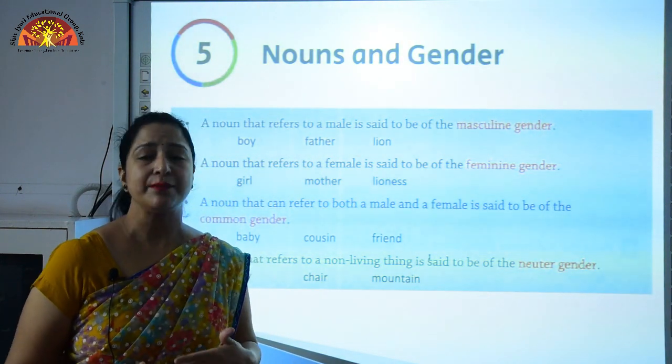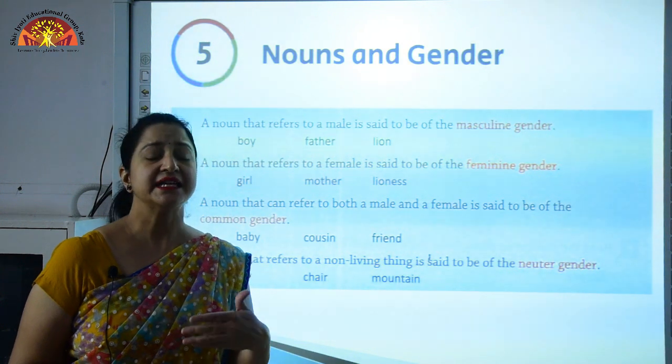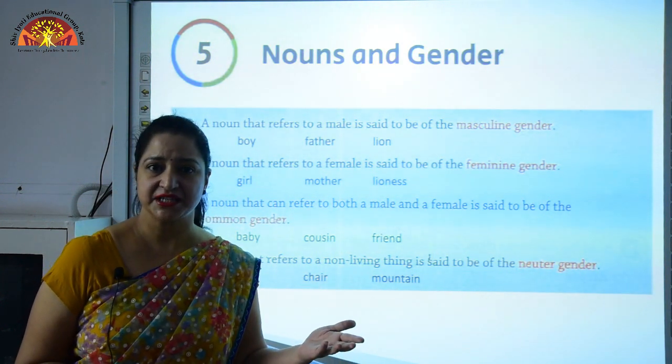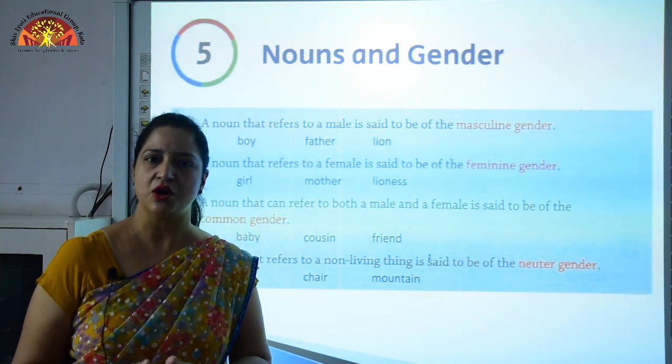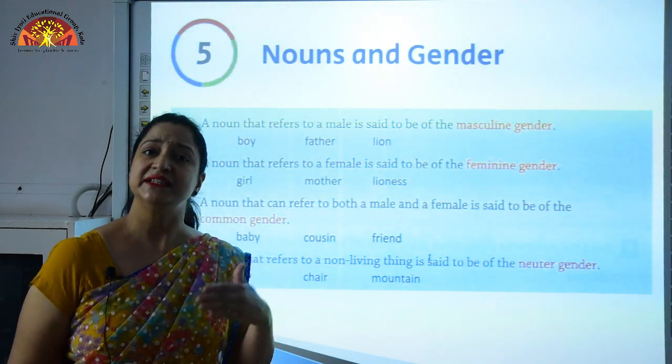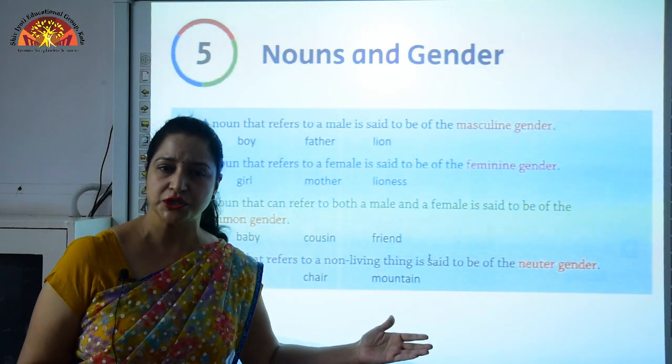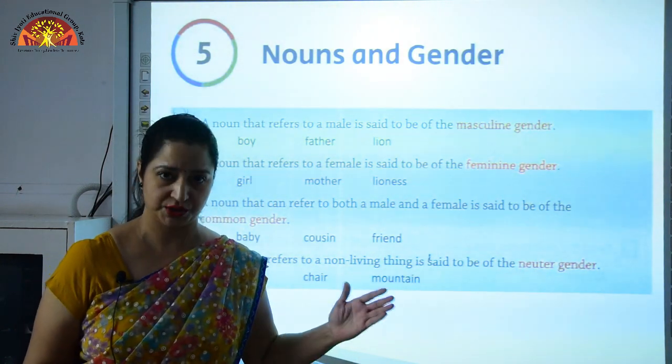More examples of common gender are servant, pilot, director, principal. These all are examples of common gender because these all can be females also and males also.